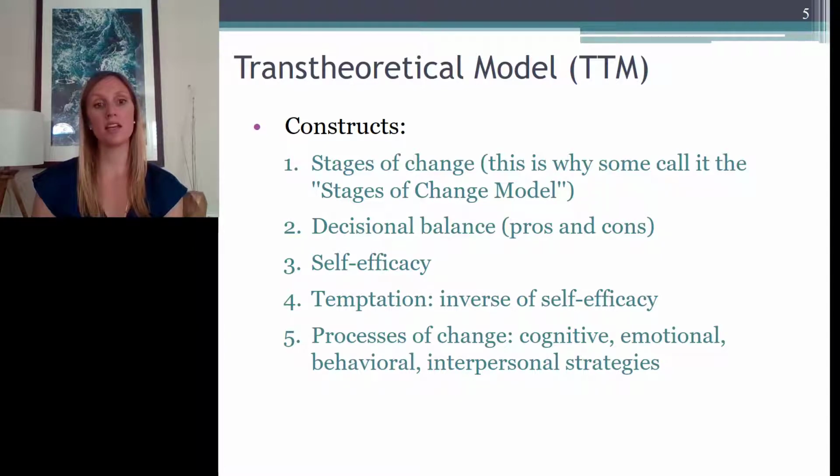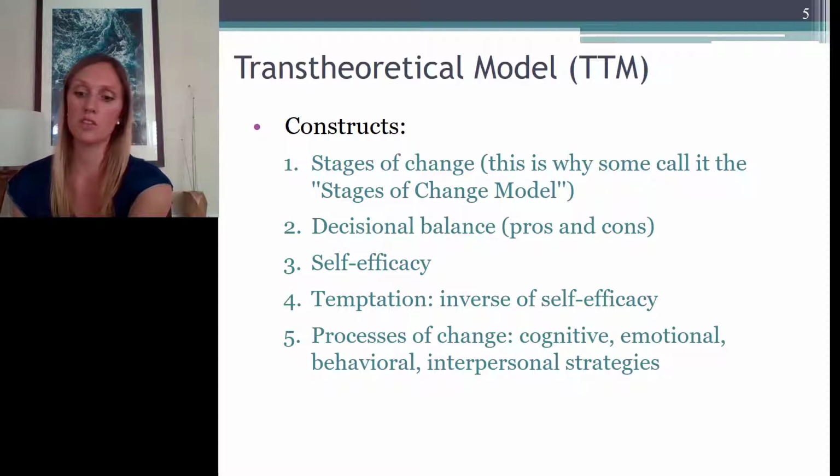The first construct is stages of change, and this is why some people call this model the stages of change model, but really this is only one of the 5 constructs. And oftentimes you will see, in fact, more often than not, when you're reading about interventions that use the trans-theoretical model, they exclusively use the stages of change and then say that they use the trans-theoretical model, but they entirely abandon the other constructs. And so that's not necessarily an appropriate use of this theory because there are a number of other constructs.